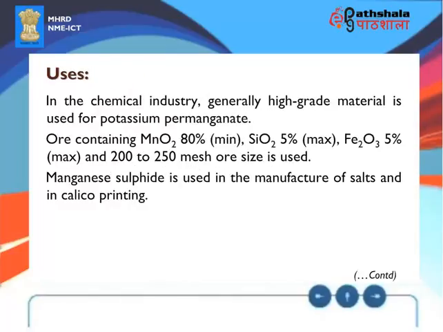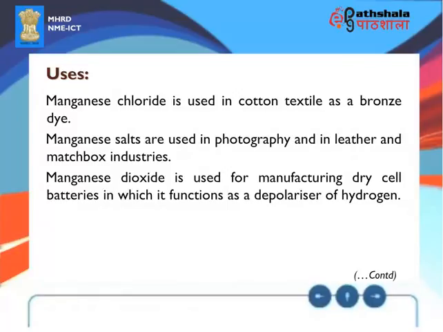Uses. In the chemical industry, generally, high-grade material is used for potassium permanganate. Ore containing manganese oxide 80% minimum, silicon oxide 5% maximum, ferrous oxide 5% maximum, and 200 to 250 mesh ore size is used. Manganese sulfate is used in the manufacture of salts and in calico printing. Manganese chloride is used in cotton textile as a bronze dye. Manganese salts are used in photography and in leather and matchbox industries. Manganese dioxide is used for manufacturing dry cell batteries in which it functions as a depolarizer of hydrogen.